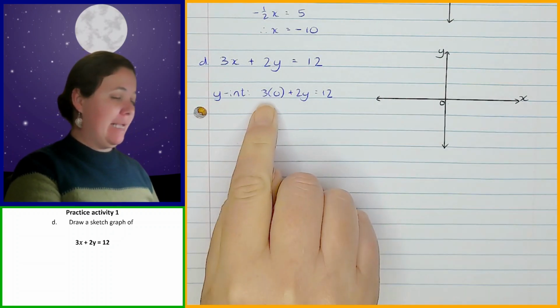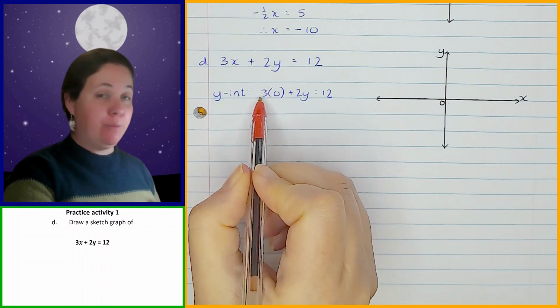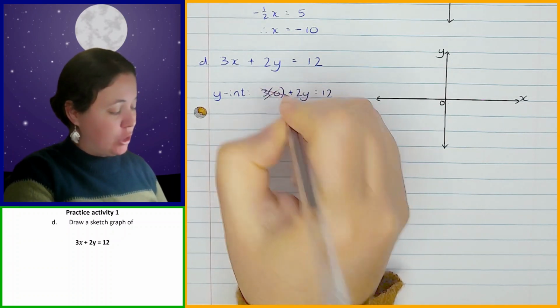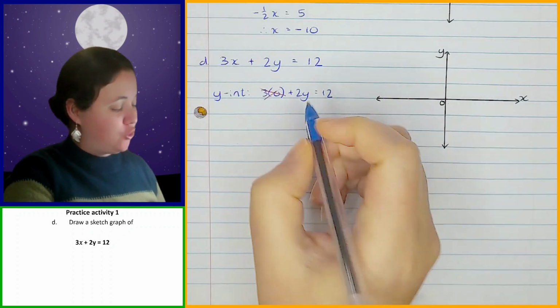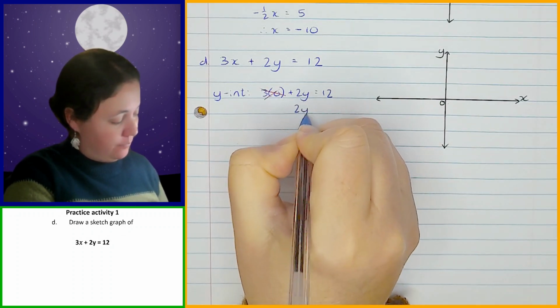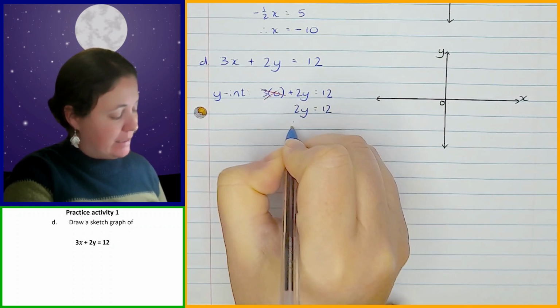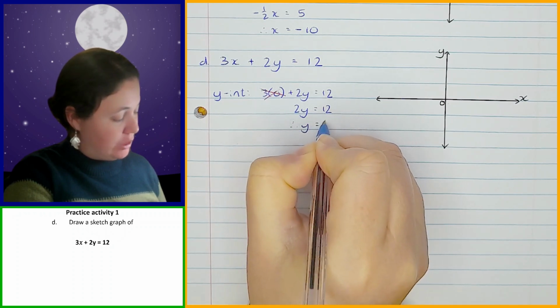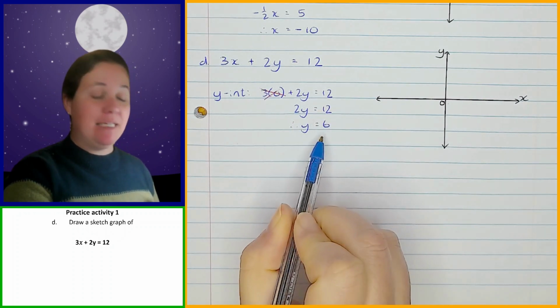Now, when I make x 0, this term is going to be 0 and just cancel out. So I don't have to worry about that. So I actually just have 2y equals 12, which means that y is going to be 6. So my y-intercept is 6.